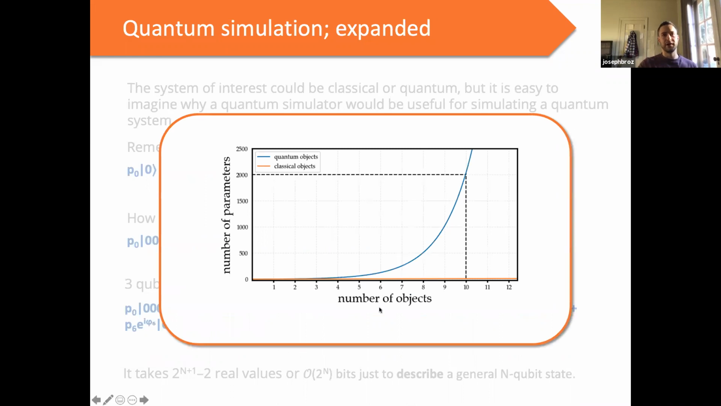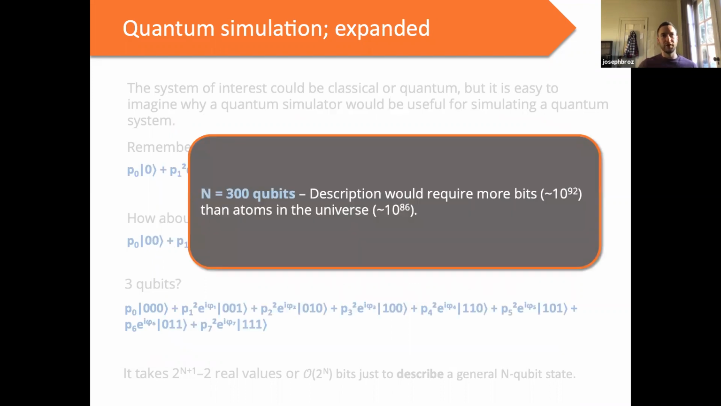If you look at this plot here, we go up to 10 qubits, and the amount of classical parameters I would need to describe it is already 2000. And to steal one of Sonika's slides, if you go to 300 qubits, then the description would already require more bits than there are atoms in the entire universe.